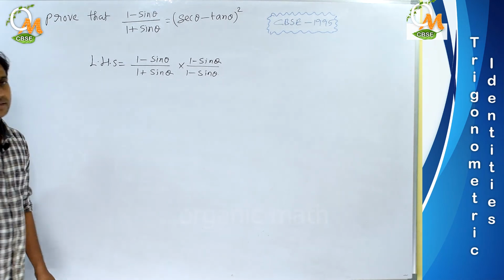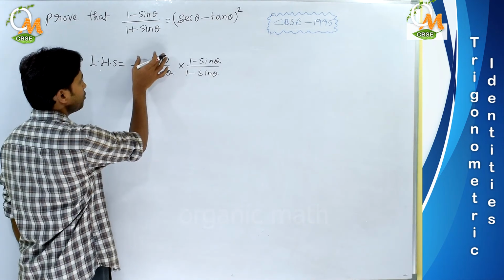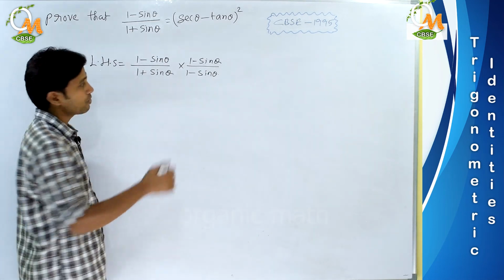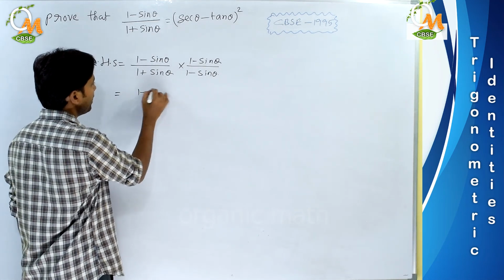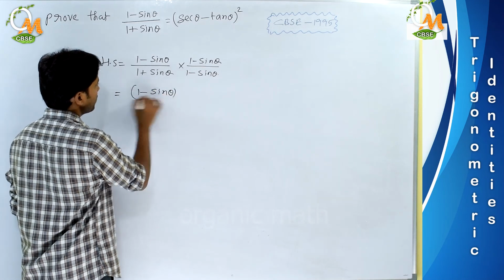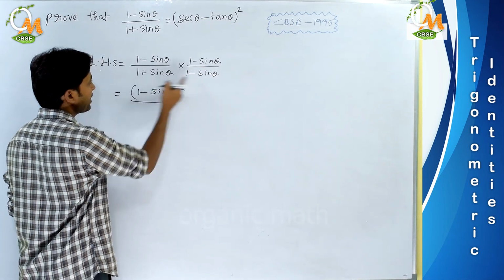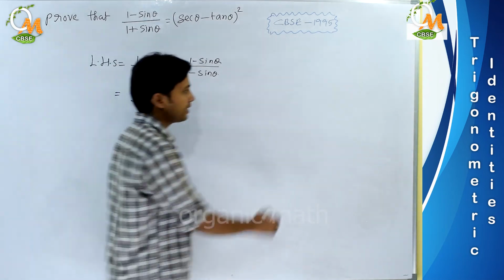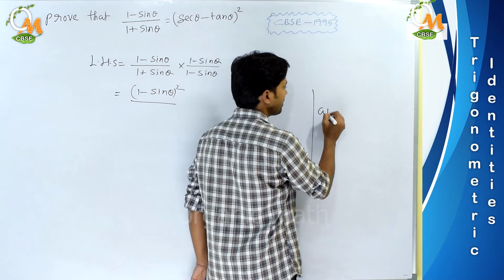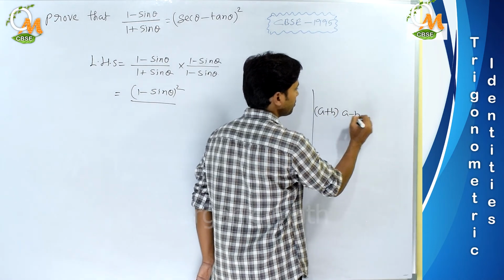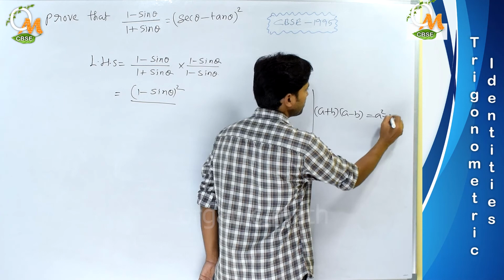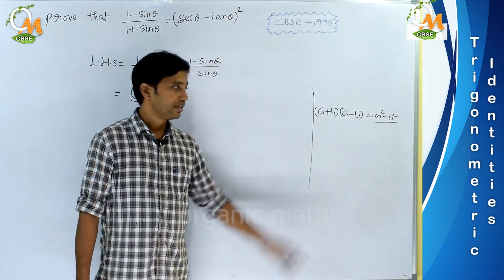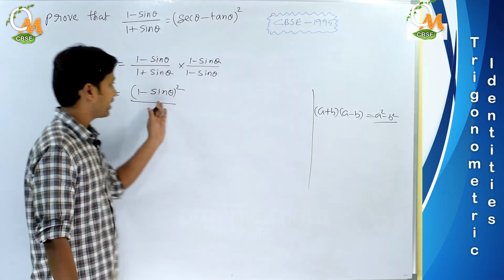Now multiplying on the numerator part, 1 minus sin theta into 1 minus sin theta, multiplied 2 times, so we get (1 minus sin theta) whole square by (1 plus sin theta) into (1 minus sin theta), which is in the form of what? (a plus b) into (a minus b). I think you know the standard algebraic identity. (a plus b) into (a minus b) would be a square minus b square, as you know from 7th and 8th standard algebra, so we can apply this here also.